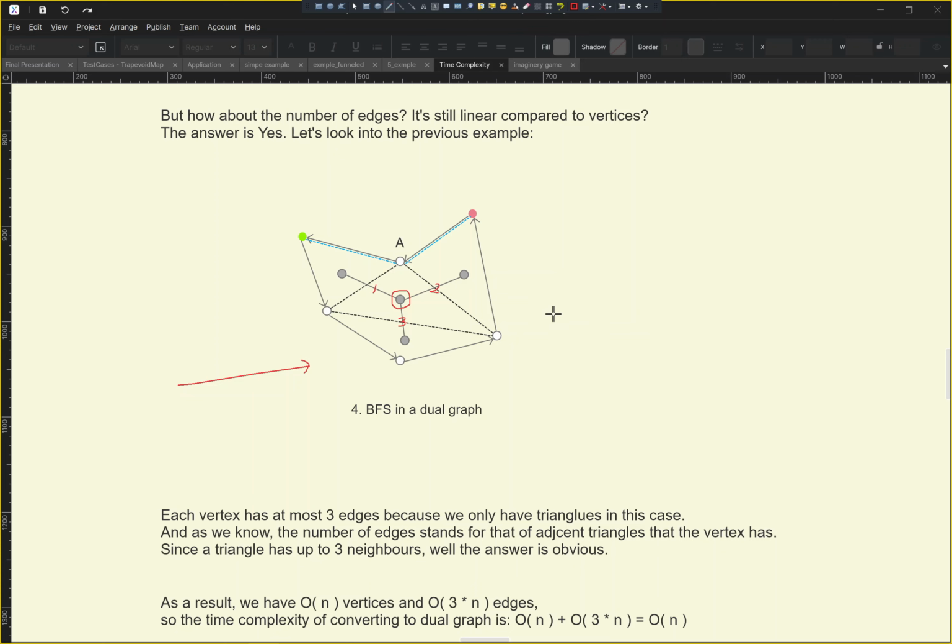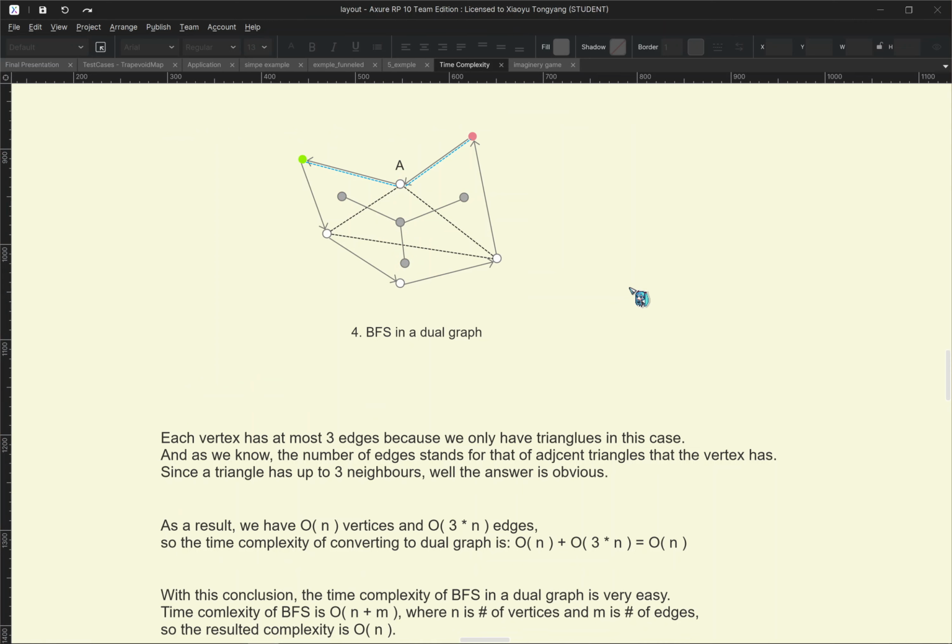In other words, consider this triangle. It has at most 3 neighbors, this one, this one, and this one. It cannot have a fourth neighbor. So in the case of the dual graph, a vertex has at most 3 neighbors. As a result, it has up to 3 edges. So we can conclude the number of edges is bounded by big O n. In other words, the number of edges is at most 3 times n, where n is the number of vertices.